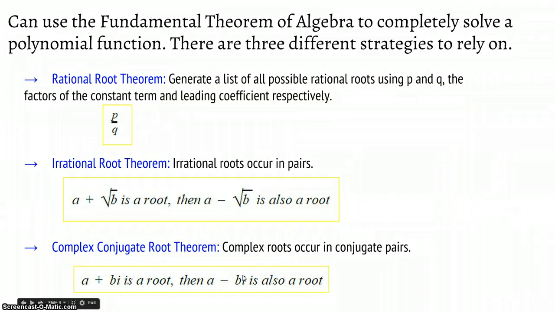So whenever you see one root, you can easily identify another. Okay? If you see 6i, you know, hey, guess what? Minus 6i also has to be a root. If you see 3 plus the square root of 2, hey, guess what? 3 minus the square root of 2 is also a root. It's kind of cool. Okay, anyway.